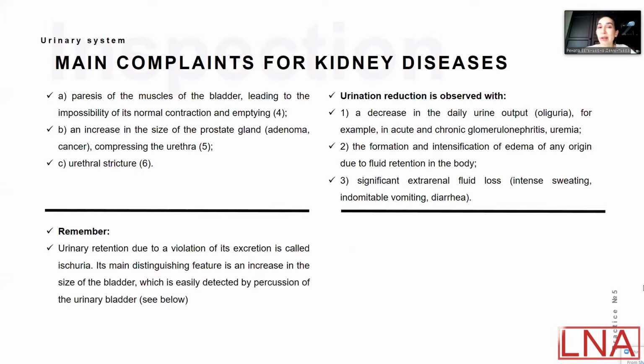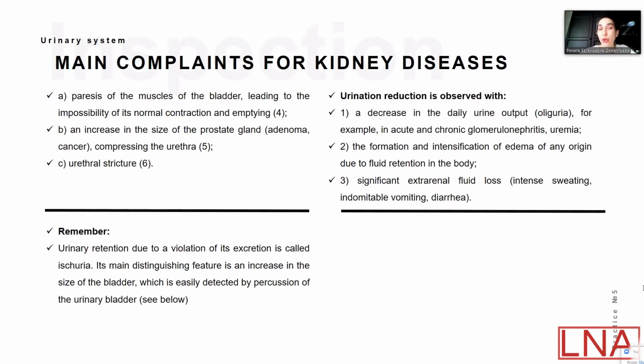It's possible. And how can we check in this case whether it's anuria or not? We can percuss the urinary bladder and confirm the presence of urine in the bladder. So it means that filtration is normal and we have the problem with excretion. Next cause, an increase in the size of the prostate gland, most commonly in case of hyperplasia or adenoma, or in case of tumor growth in the prostate gland, which compresses the initial part of the urethra.